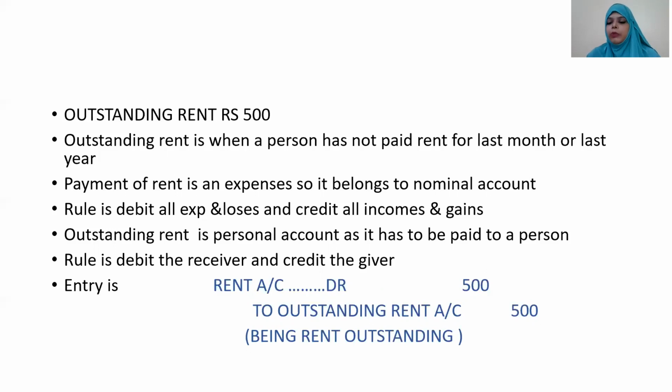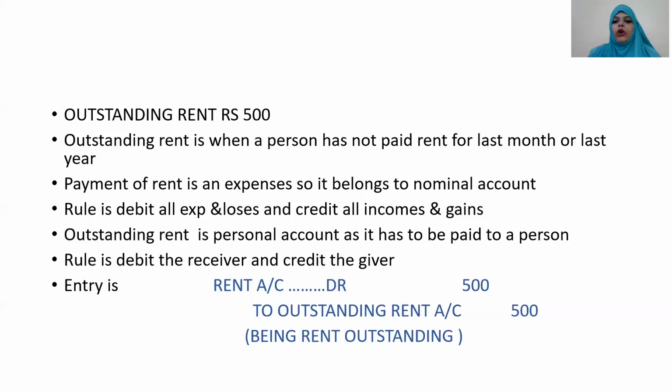Outstanding rent is a personal account because it is paid to a person. Obviously, rent received means it is received by a real person. Rent given, meaning outstanding rent, has to be given to a particular person. You are giving rent for the building or the house, but you give it to a particular person or a particular organization, a real person or an artificial person.